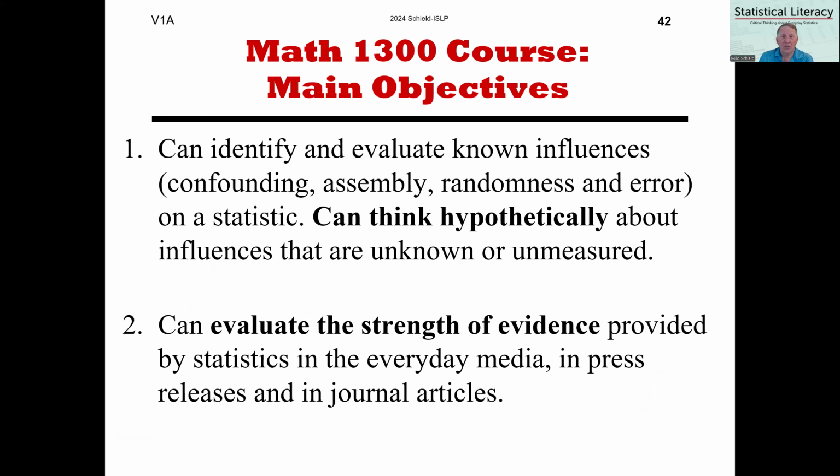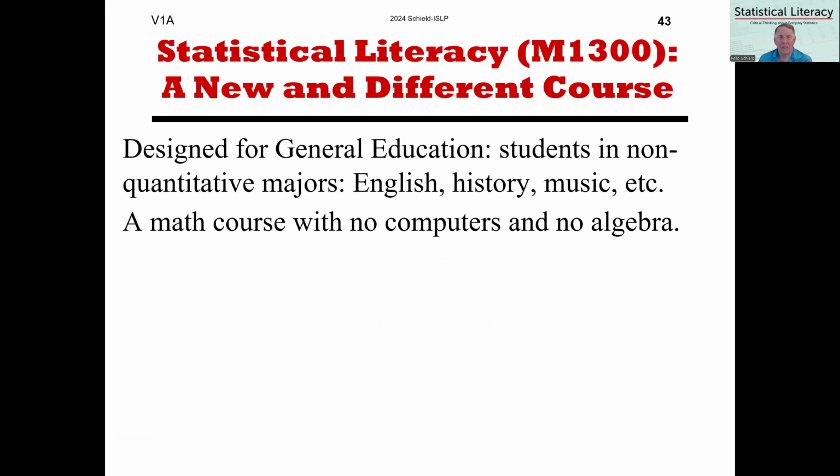The objectives of this 1300 course, math course at University of New Mexico. Number 1, can identify and evaluate known influences. Can think hypothetically about those that are unknown or unmeasured. Number 2, can evaluate the strength of evidence provided by statistics in the everyday media, in press releases, and in journal articles. So this is a very different course.